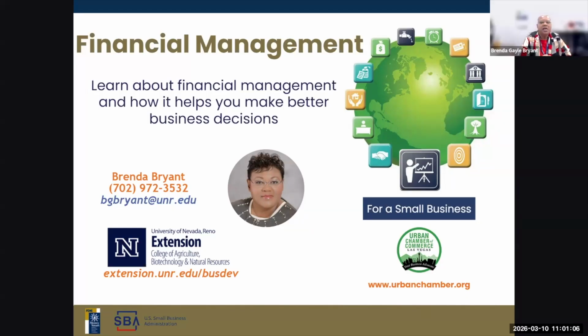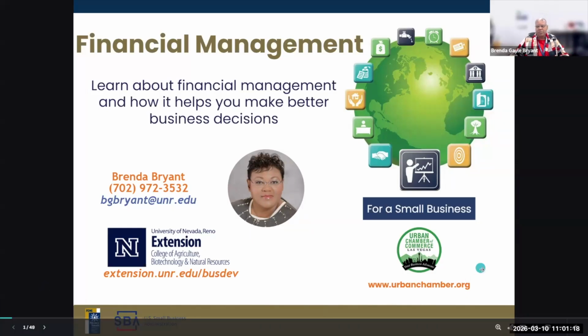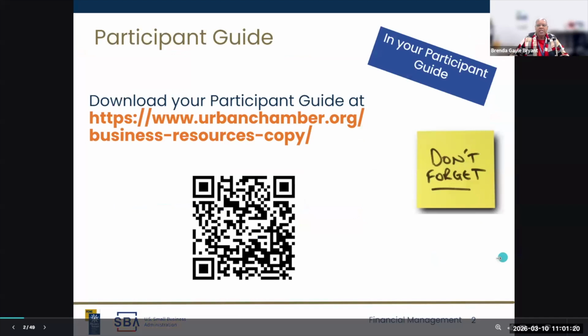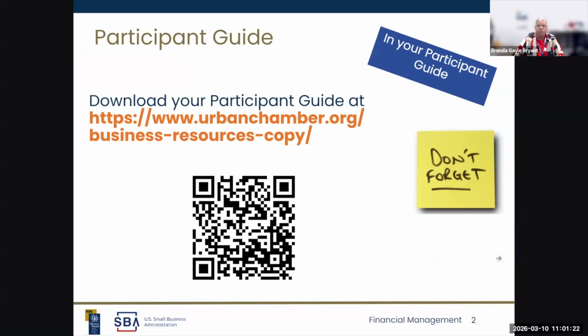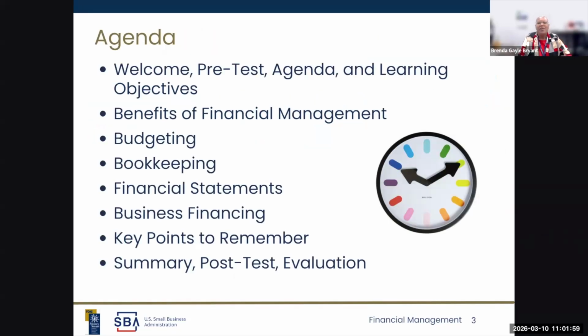So, this is module number 6 in our Money Smart program, and this is about how you can make better decisions by knowing how your money is moving in and out of your business. So, hopefully, you have your participant manual. A lot of the things that we're going to talk about today, you will have in your manual.